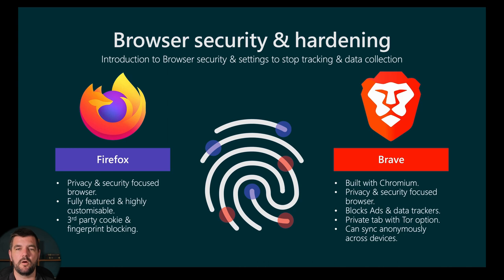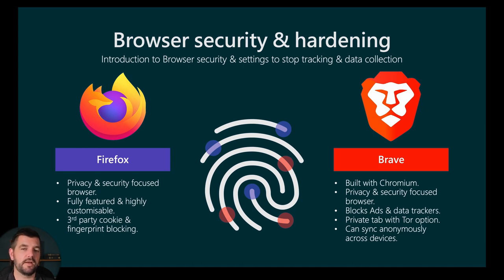It's built on the Chromium platform, which is the same as Google Chrome, but unlike Google Chrome, it doesn't have all of the Google tracking and data collecting information built into the web browser. It's a privacy and security focused browser. It blocks ads and data trackers. It has a private tab with the Tor option, which is a great feature. And something I love about Brave as well, it can sync anonymously across your devices.